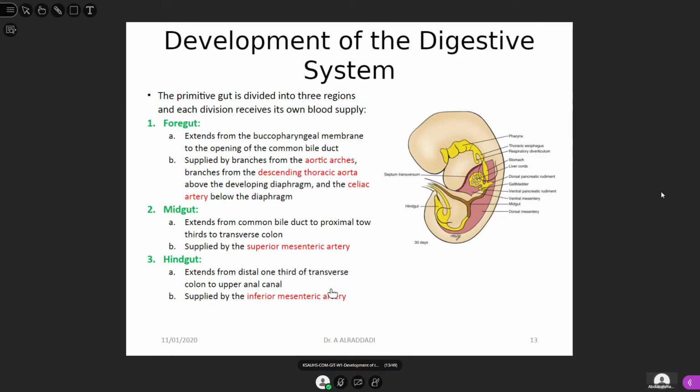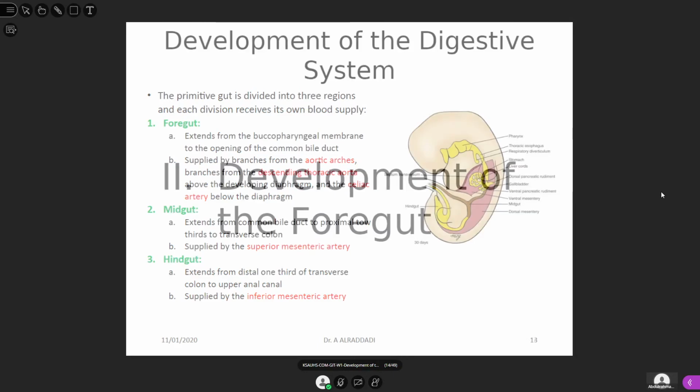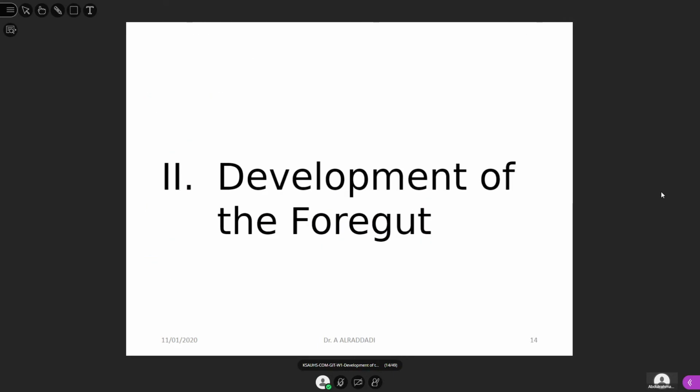So according to this blood supply, the digestive system will be divided into foregut, midgut, and hindgut. And this is also in the anatomy part, we divide them according to this blood supply, to easily know the blood and the lymphatic drainage, the blood vessel supply or drain blood from this part, and also the innervation. So let's discuss now this part one by one.